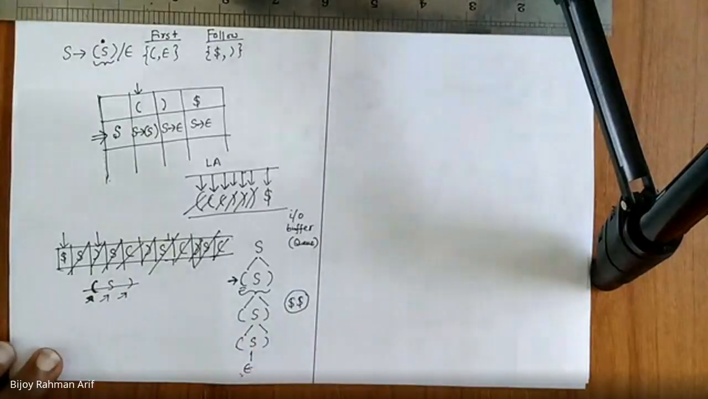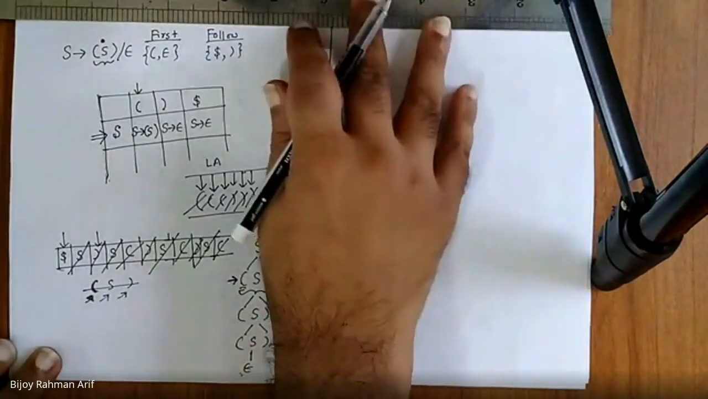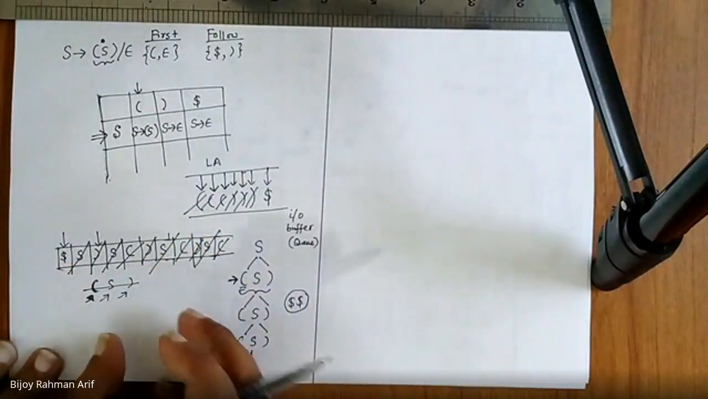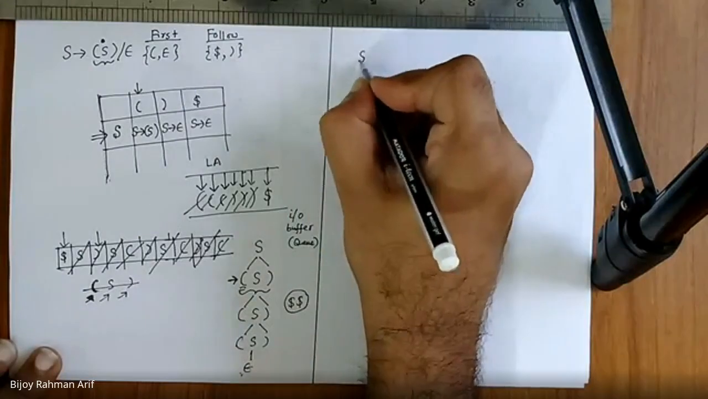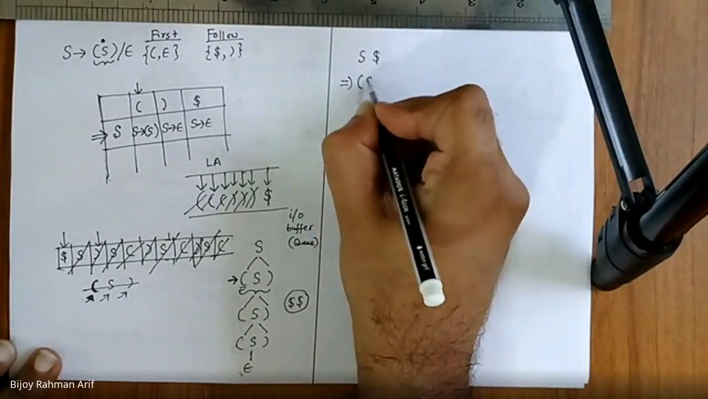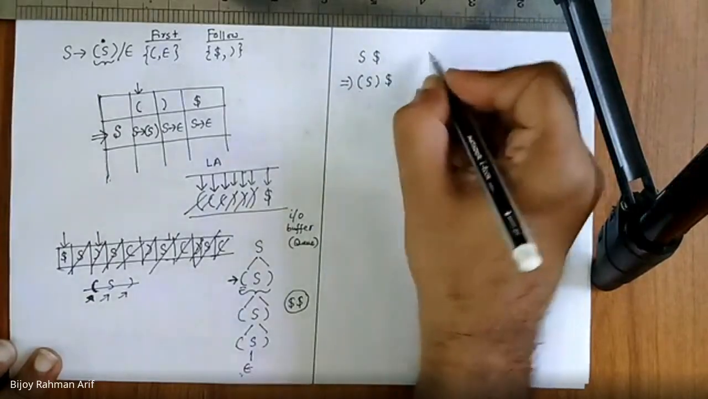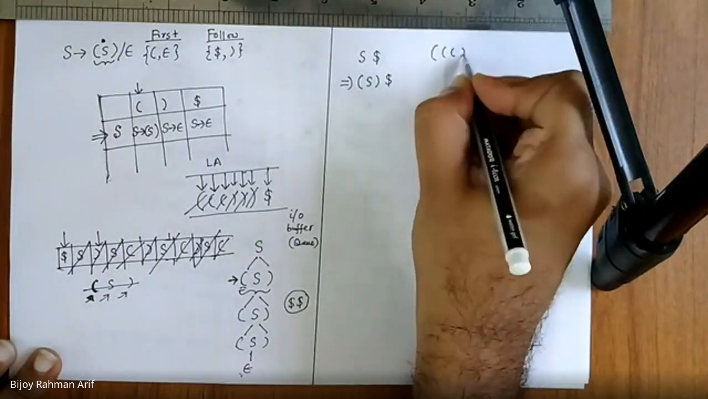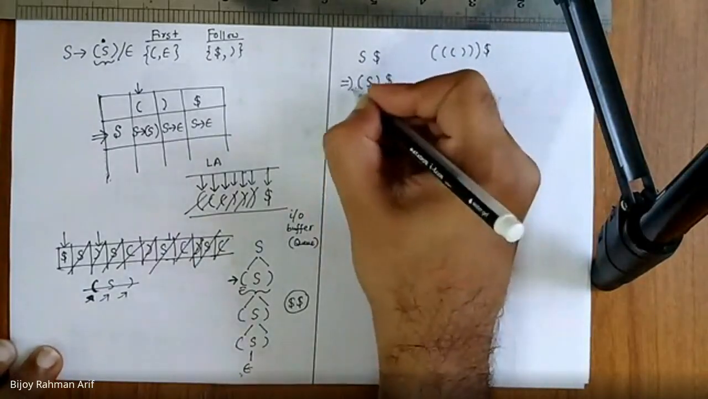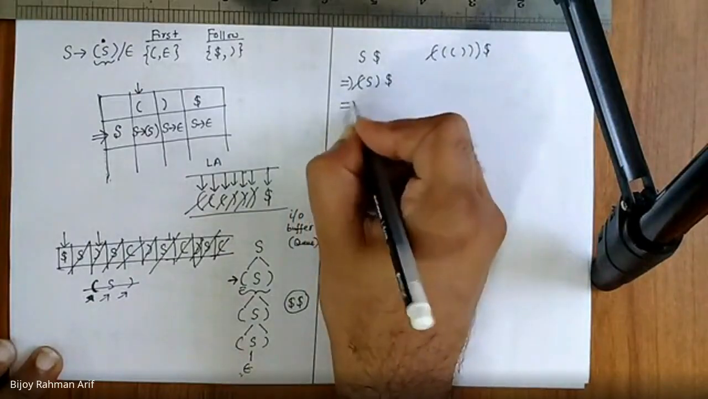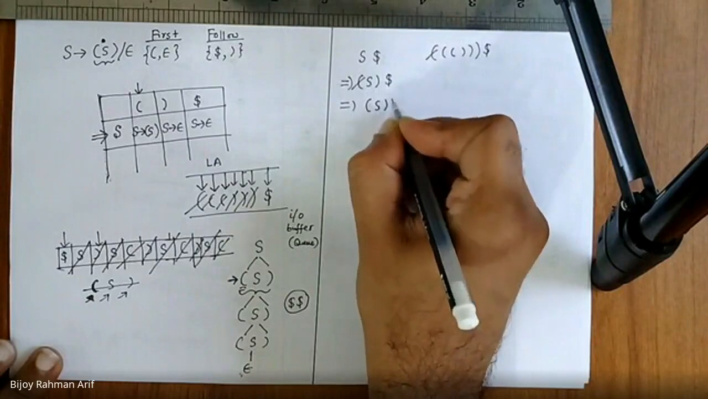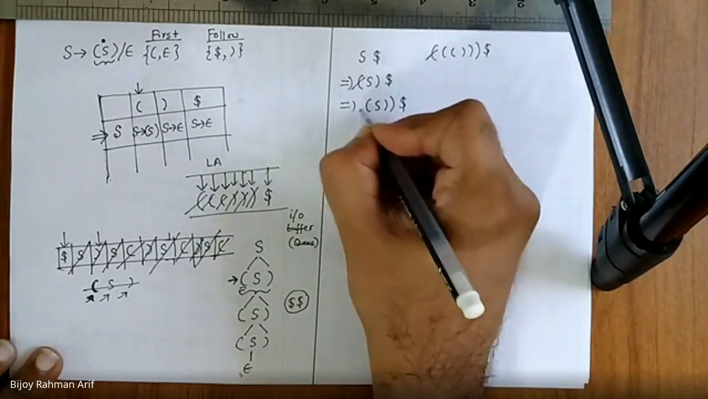In the Red Dragon book, they do this thing in this way. If you are not comfortable with the stack structure, that would be fine. In the Red Dragon book, they use this one. So S dollar, then S derives to this dollar. Now this one and this one match, so they cross out. Then S seeing open parenthesis, so this S becomes again this one dollar.